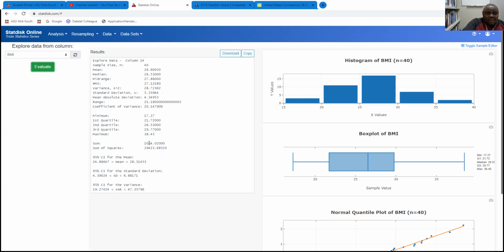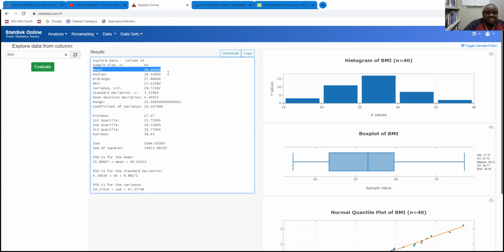Now, if you look at the bottom, they give you the 95% confidence interval for the mean and the standard deviation. In this case, you don't want that. You want the 99% confidence interval. So there are 2 things that you're going to need. And by the way, we're going to be doing a confidence interval for the mean. So you need 2 things.